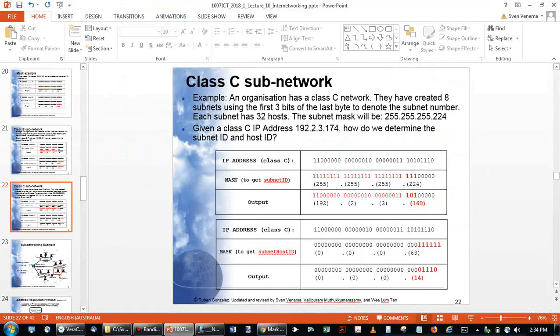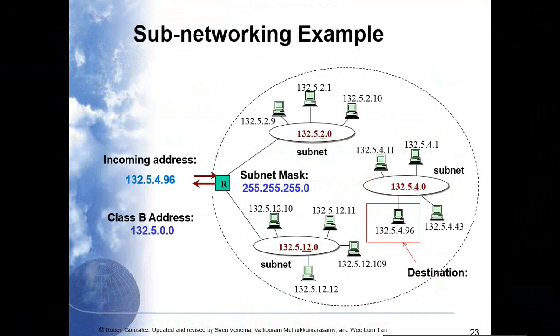So moving on to a slightly bigger example, I've got an incoming address, 132.5.4.96. It's coming into my network. It's a class B address, 132.5. I can tell it's class B because it's in the class B range. Now that tells me a couple of things. It tells me that it's 2 bytes for the network and then 2 bytes for the host.